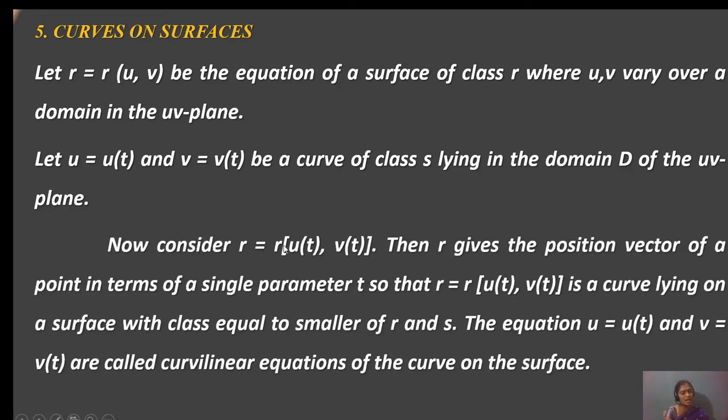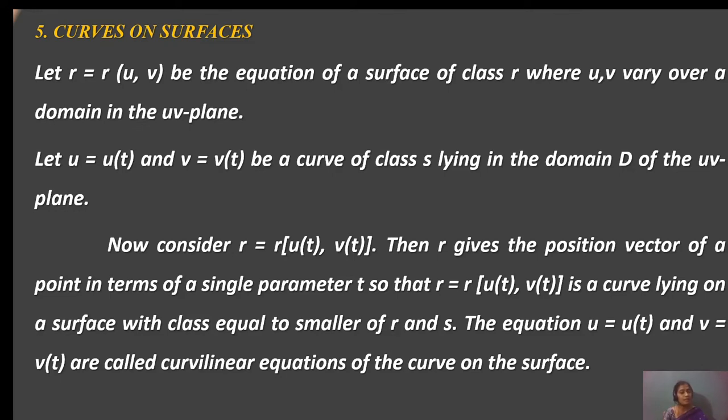Now consider r = r(u(t), v(t)). Then r gives the position vector of points in terms of a single parameter. So r = r(u(t), v(t)) generates a curve lying on the surface S. The equations u = u(t) and v = v(t) are called the curvilinear equations of the curve on the surface. Okay, this is the definition of a curve on the surface.